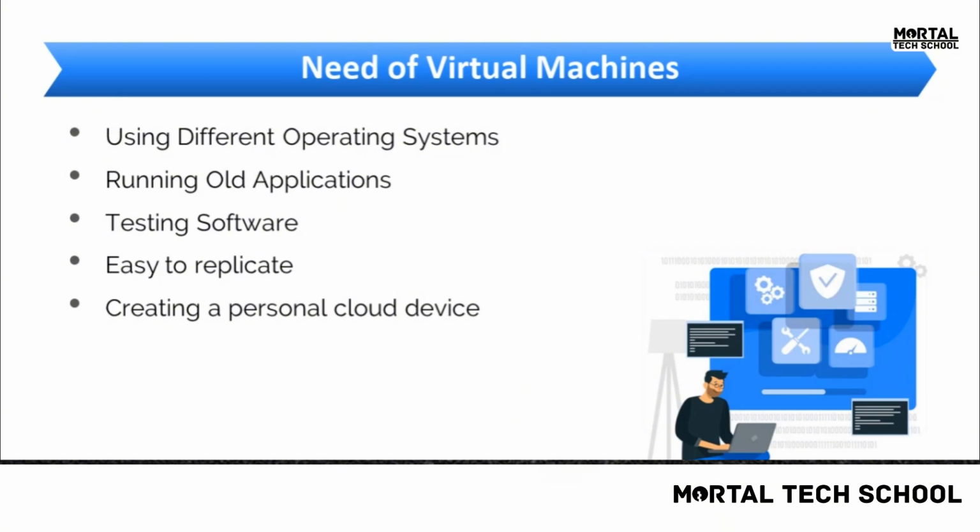Easy to replicate. Once you have installed your operating system in a virtual machine and configured it completely, then the virtual machine can be saved as an appliance. This appliance can be used by another user and can be easily copied and used on another computer. Last, creating your personal cloud computer.